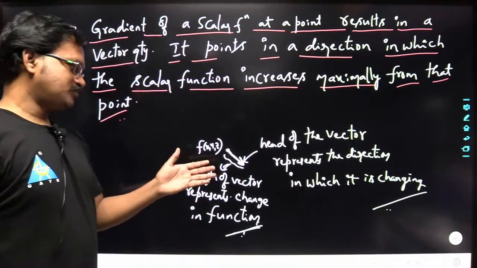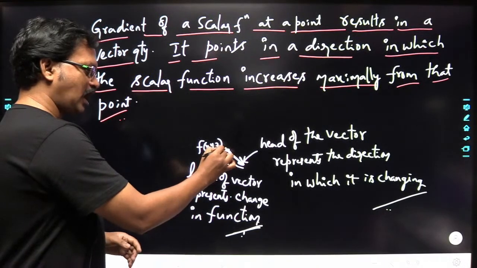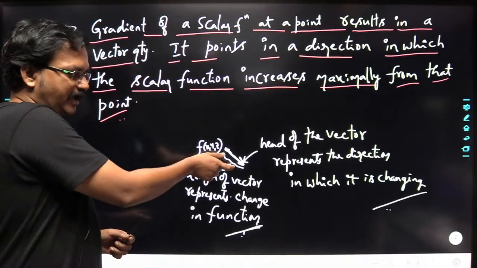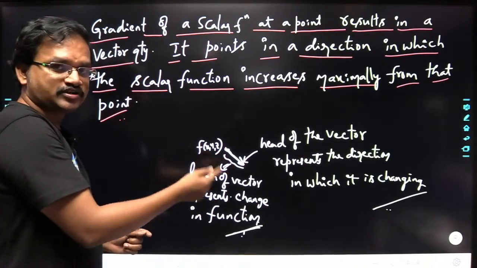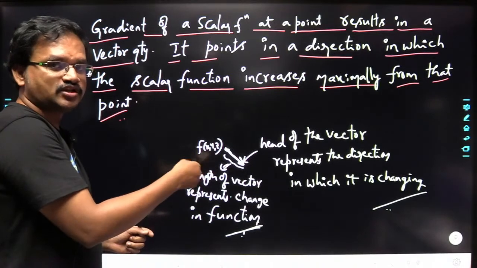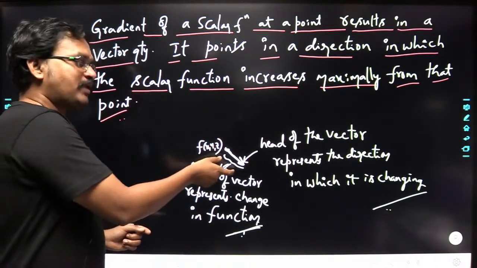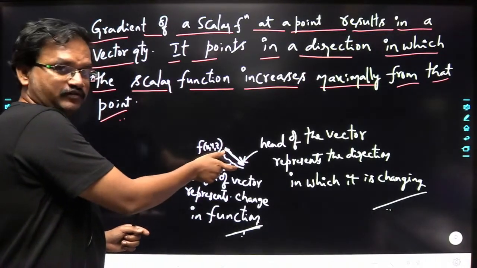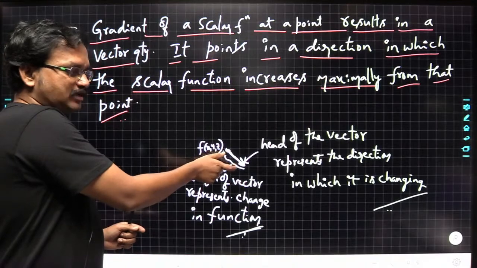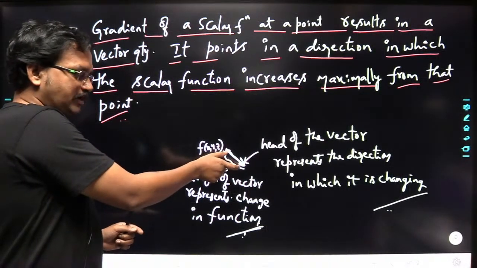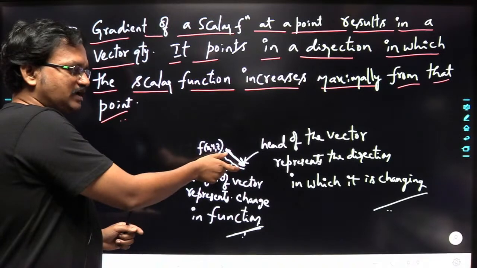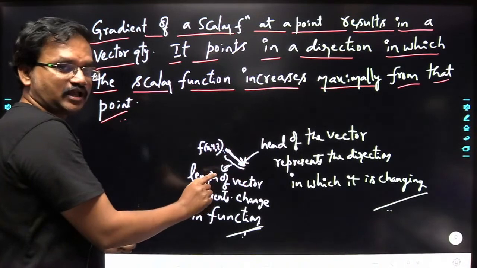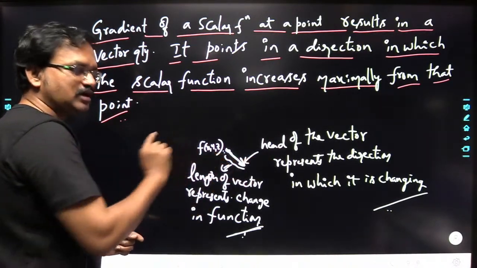Okay, see what I am saying here is, from this point I am moving in a particular direction. So in that direction I am observing what is the change in function. That change in function in that particular direction I am representing with a vector. Then the length, or the magnitude, of that vector is going to represent the change in function, and the head of the vector is representing the direction in which you are representing the change.